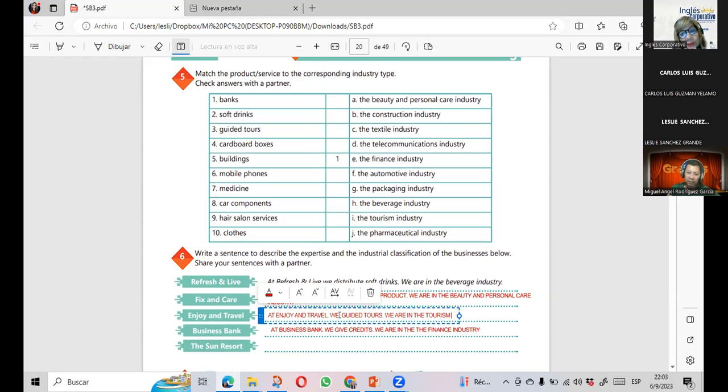Tourism industry. Okay, only one is missing and you finish.